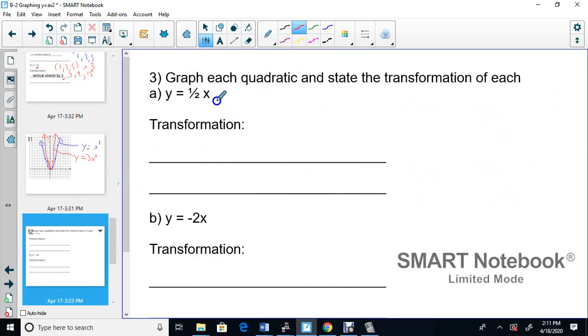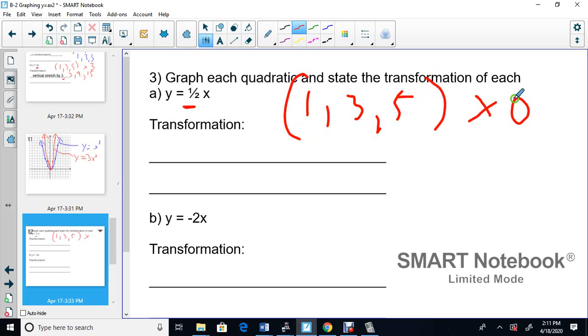Okay, here we're going to graph y equals half x squared and put the transformation. Let's first graph it this time, and then I'll add the transformation and explain it. So we're going to start off, we use the red color here, with 1, 3, 5, our base function, and we're going to multiply by the number in the front. In this case, it's a half. A lot of people like decimals, so we're going to multiply by 0.5.